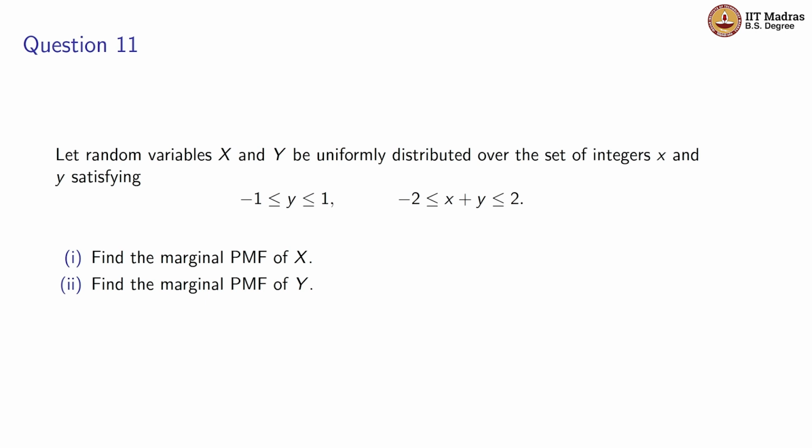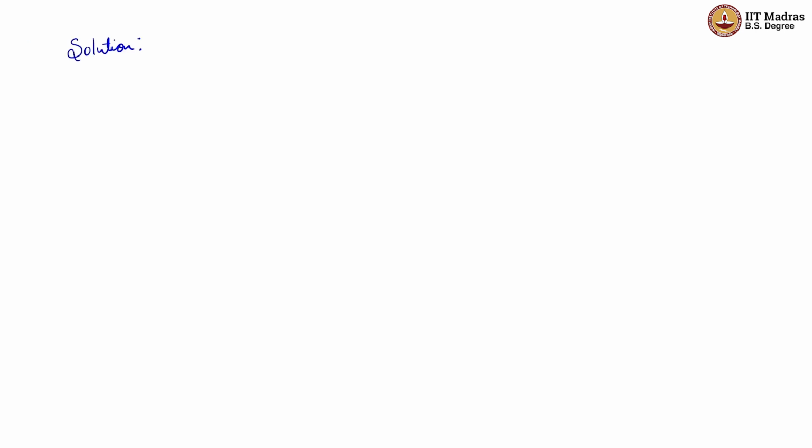So here let random variables X and Y be uniformly distributed over the set of integers small x and small y satisfying: small y is from -1 to 1 and X plus Y, that is the sum of the random variables, is from -2 to 2. In the first part of this question we have to find the marginal PMF of X, and in the second part we have to find the marginal PMF of Y.